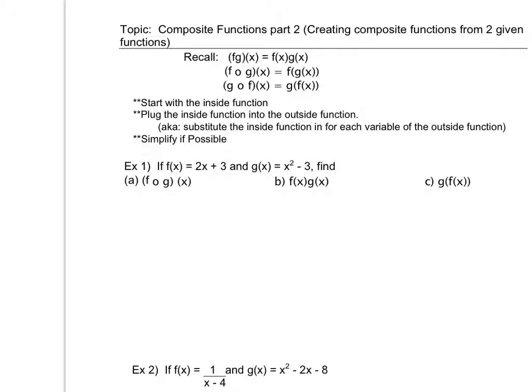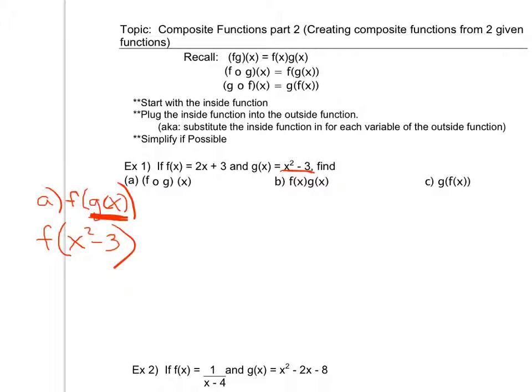So example 1, part A, I'm finding f following g of x. The first thing, again, I do is f of g of x. I like those parentheses. It helps me clearly see order of operations. I'm going to start here. So I'm going to drop my f down, and in place of g of x, I'm going to place my x squared minus 3. So I'm going to put all of x squared minus 3 in for g of x.